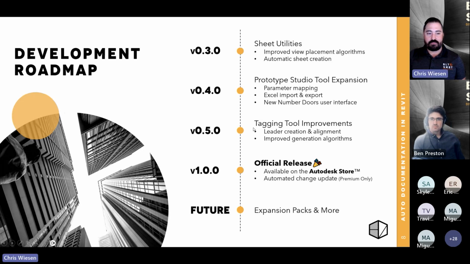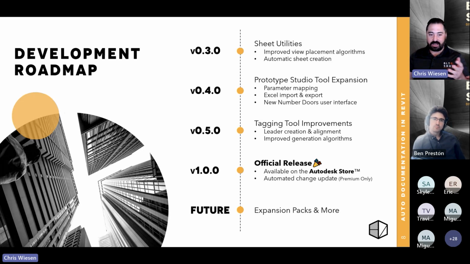We have v0.5, which is where we're going to increase the tagging tool. As I mentioned before, we'll have leaders and be able to set alignments so that things aren't just being tagged in the center of the element. That'll definitely be a nice improvement for everyone using that. And then we're also going to be improving the generation algorithms.